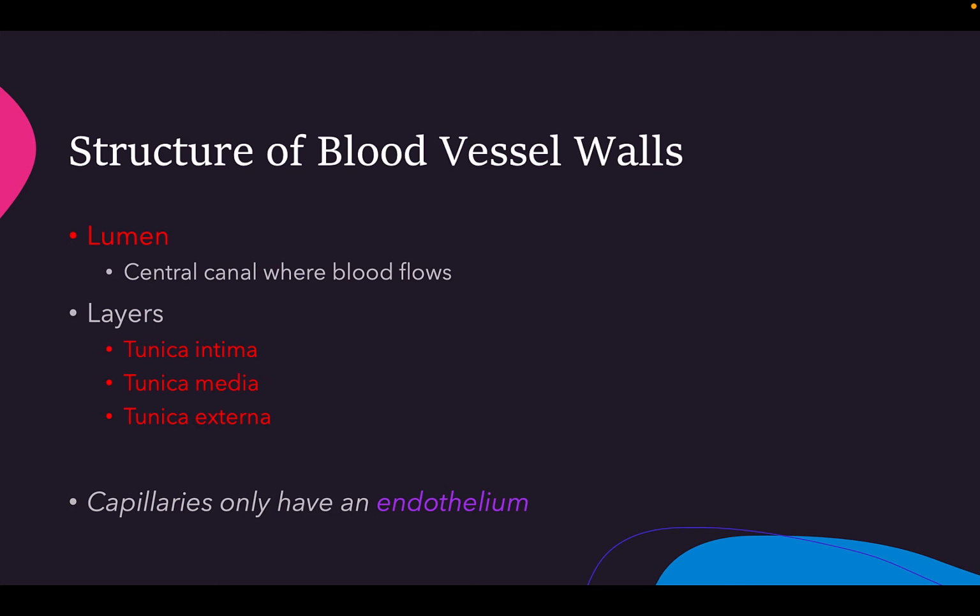So trying to look at the structure of blood vessel walls, they have a lumen, which is the central canal where the blood flows. They have three layers, the tunica intima, media, and externa. And when we get to the capillaries, they only have an endothelium, which is part of the tunica intima layer. And so they don't have these other layers, they only have an endothelium. And we'll discuss why that is when we get to them.